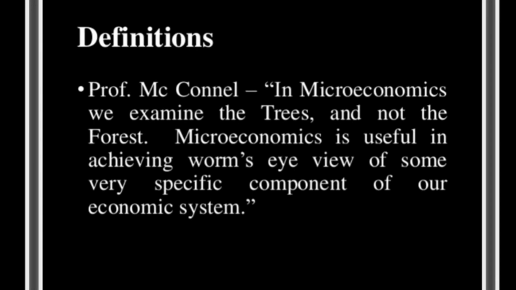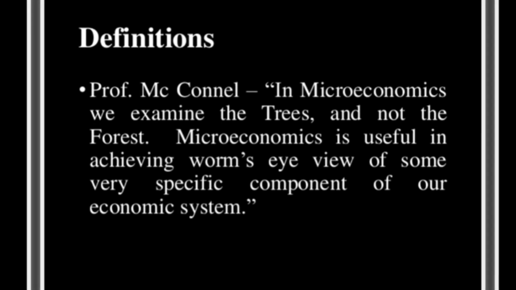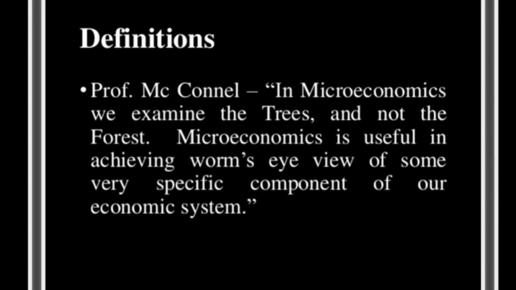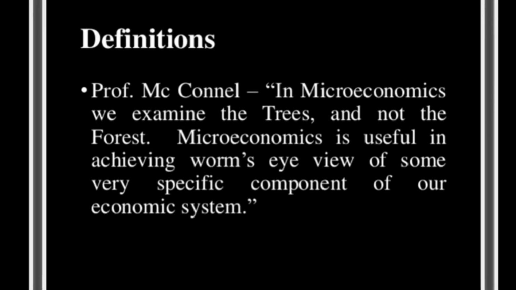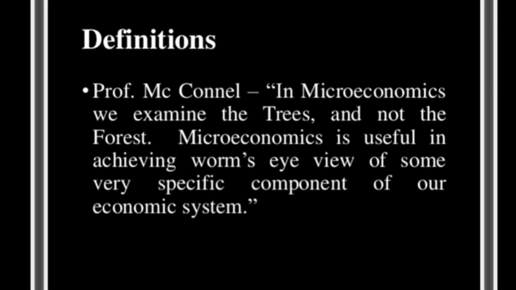So according to Professor McConnell, in microeconomics we examine the trees and not the forest. Microeconomics is useful in achieving the worm's eye view of some very specific component of our economic system. Means microeconomics can achieve a worm's eye view, or we can say a bird's eye view, how the bird by his eyes looks in the sky and finds out the overall destination, where he is and where he wants to go. Same way microeconomics is helpful to study the question how to produce, what to produce, where to produce and whom to produce. So microeconomics is helpful to study a tree, not the entire forest.